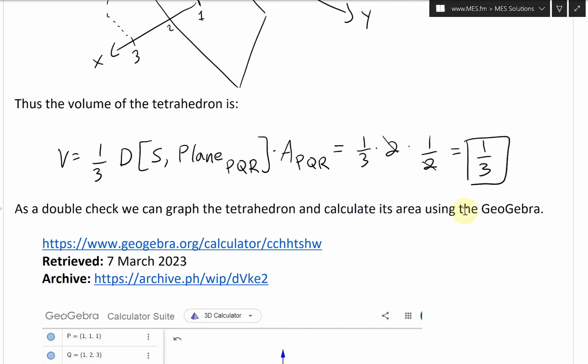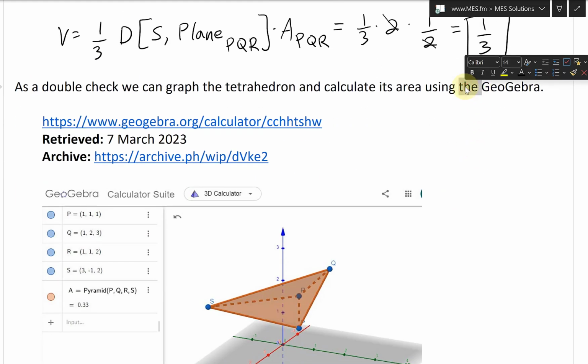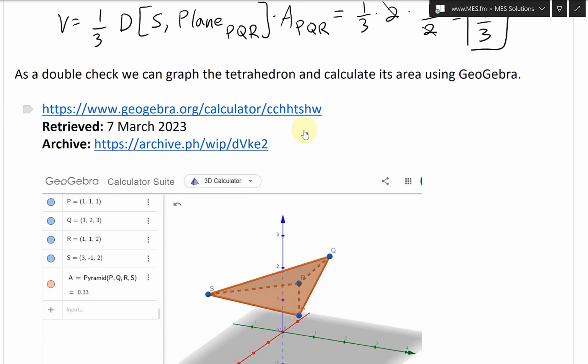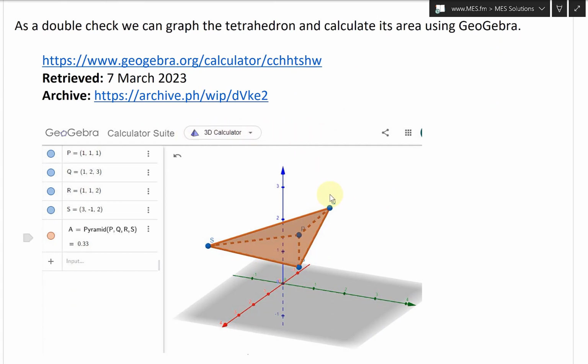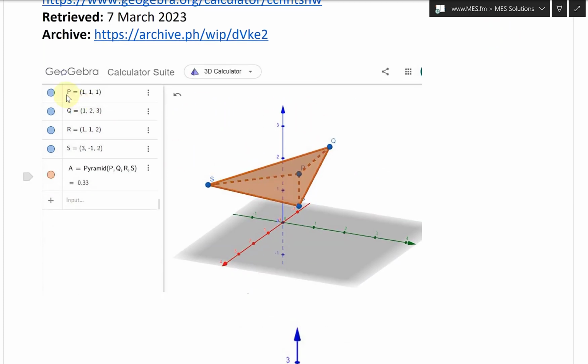All right, and now let's go even further, and as a double check, we can graph the tetrahedron and calculate its volume using GeoGebra, which is an amazing 3D graphing calculator. So here's what I've graphed. Here are the points P, Q, R, and S, and then I made a pyramid PQRS. In other words, a triangular pyramid is a tetrahedron, and we get something that looks like this, and it actually calculates the volume too. It is equal to 0.33, in other words, 1/3. So we got that right.